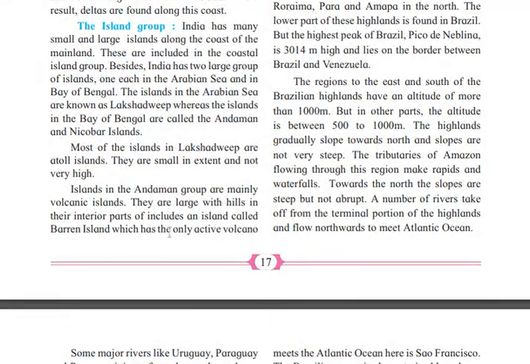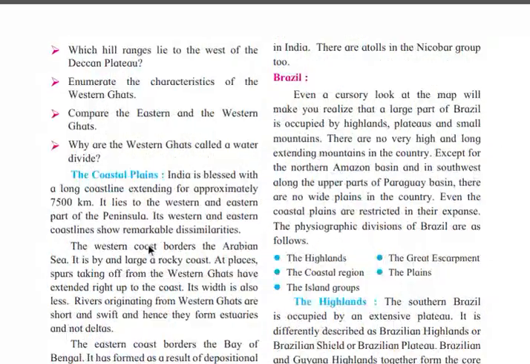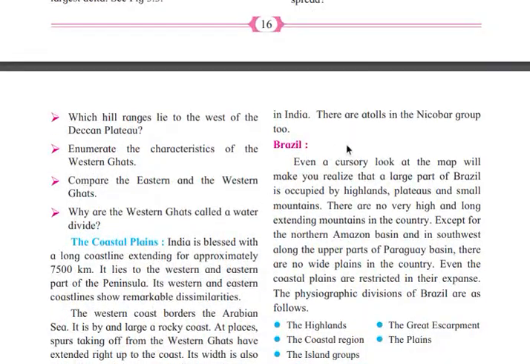They have large hills and interior parts. Barren Island has the only active volcano in India. There are atolls in the Nicobar group too.